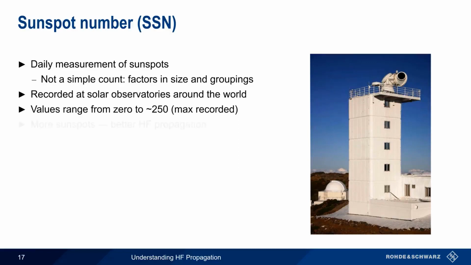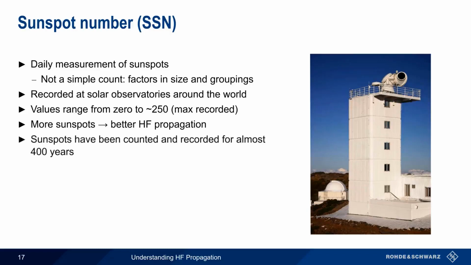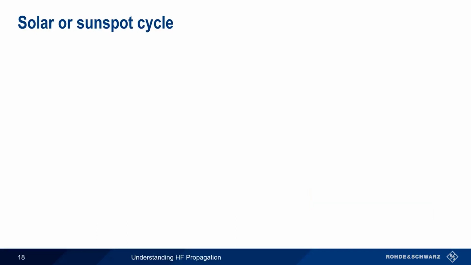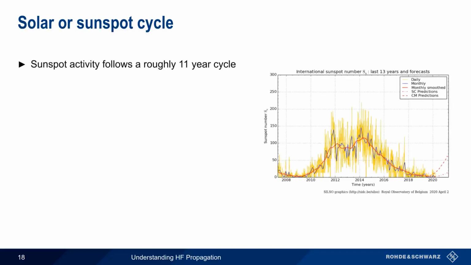As mentioned a moment ago, more sunspots, or a higher sunspot number, almost always means better HF propagation. It's also worth noting that sunspot data have been collected for almost 400 years, giving us valuable information on how the number of sunspots changes over time. And sunspot numbers do change over time. In fact, sunspot activity follows a roughly 11-year solar or sunspot cycle, as shown in this graph.